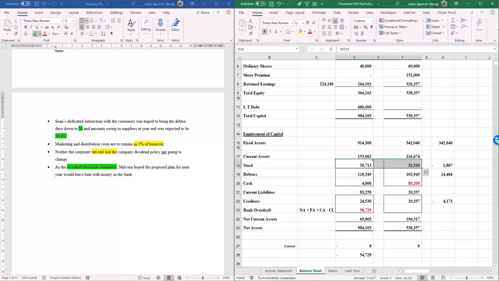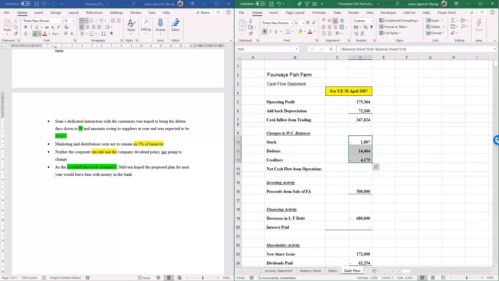If stock goes up, cash goes down. There's the difference between the two. If debtors goes down, cash goes up because that is customers paying sooner. If creditors goes down, that is cash going down because that means we are paying our suppliers sooner. Right, so differences when we are working with the balance sheet. So back to the cash flow, I've plugged those numbers in there.